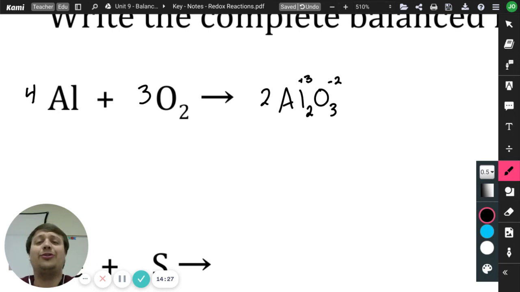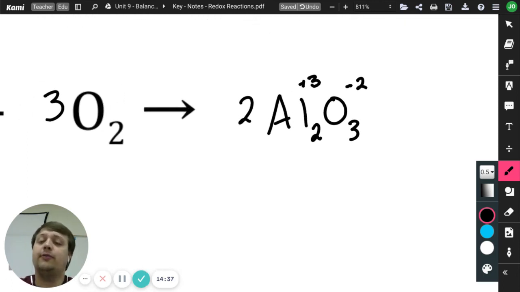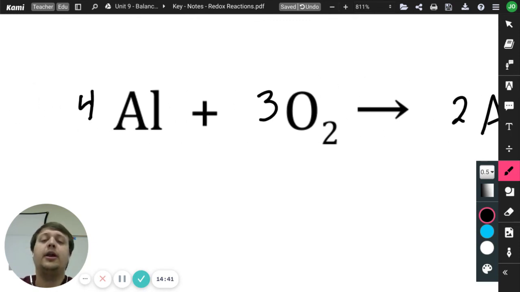Well, now what I need to do is find the oxidation numbers for everything in this. We already know that if it's an ionic compound, the oxidation numbers equal their charge. So the oxidation numbers for aluminum and oxygen are already written there for you. Now over here, we also need to know these oxidation numbers. So right here, I've got aluminum.